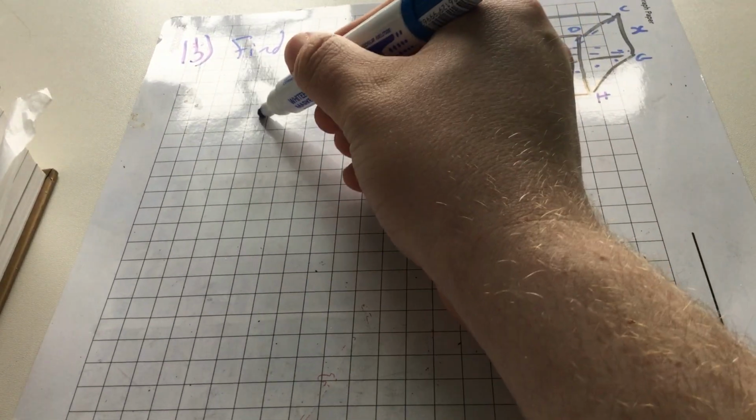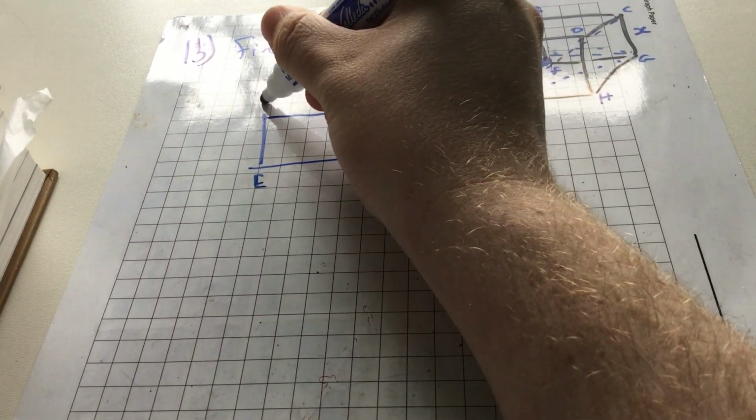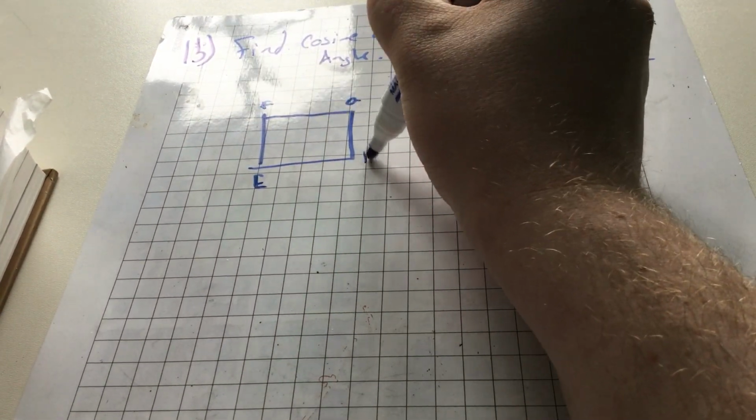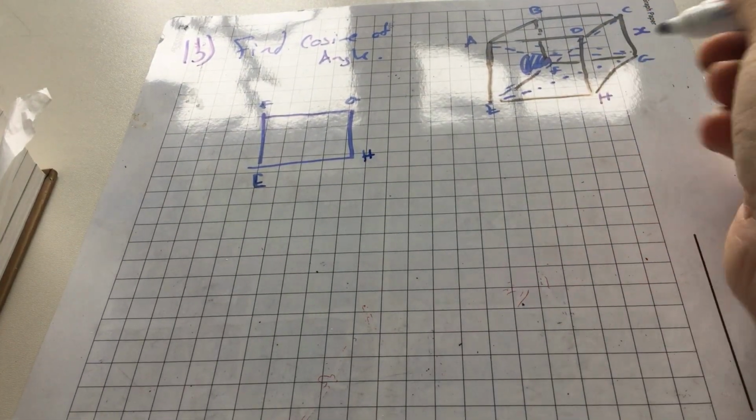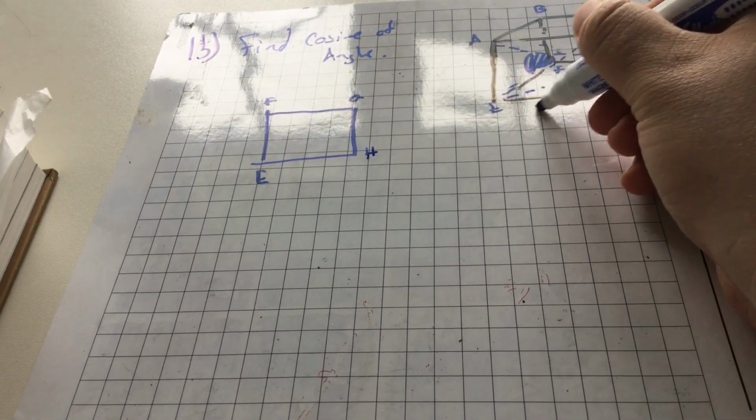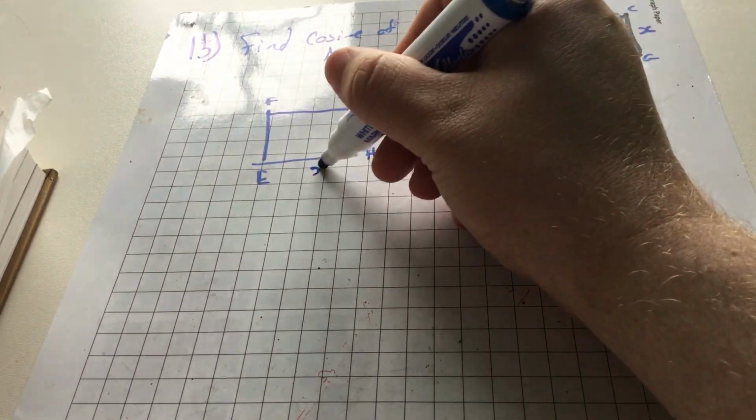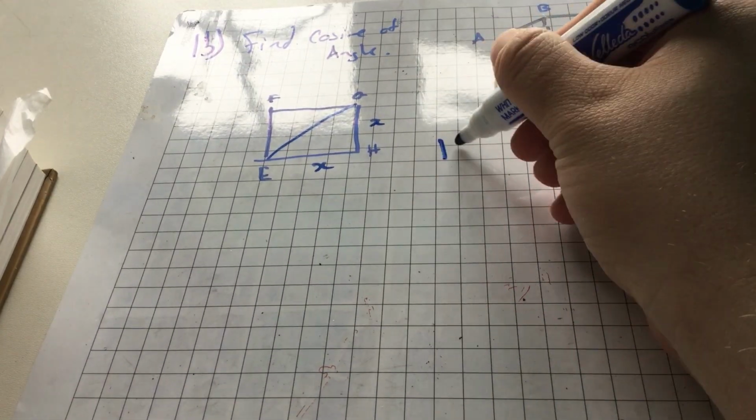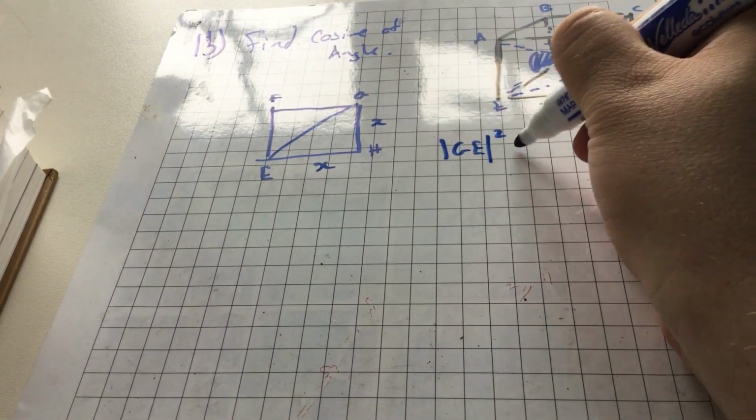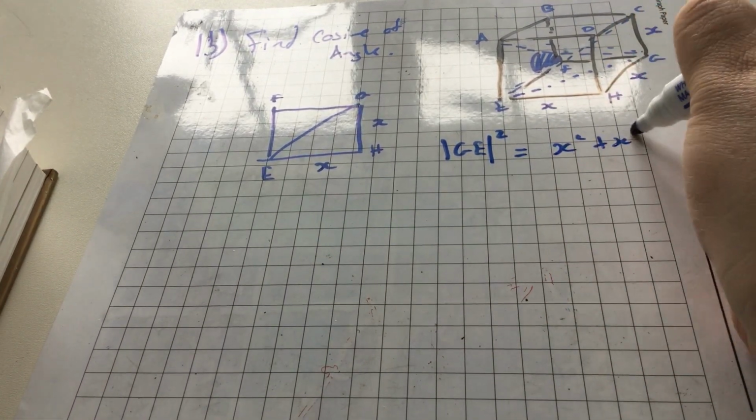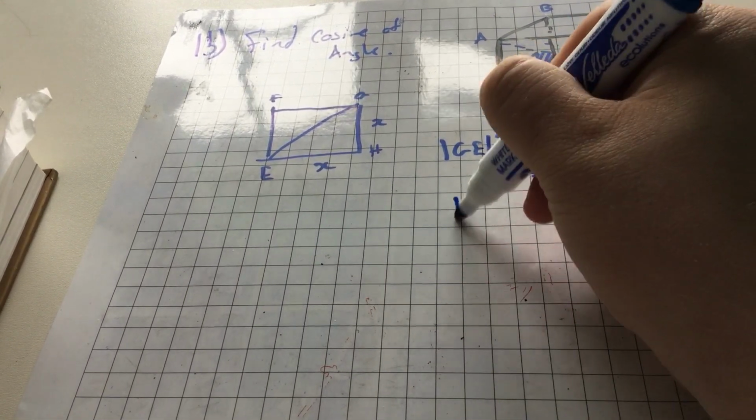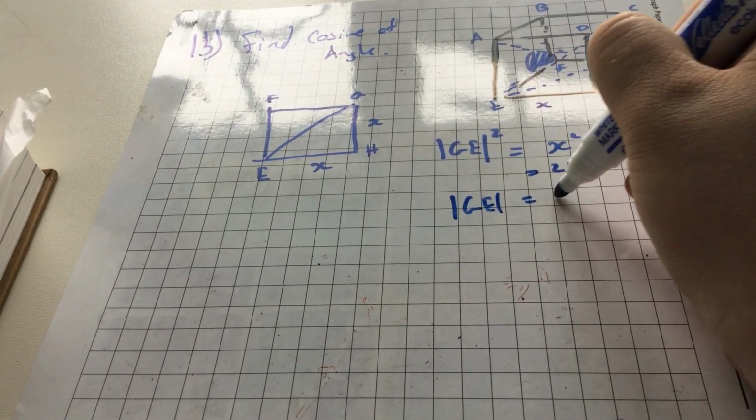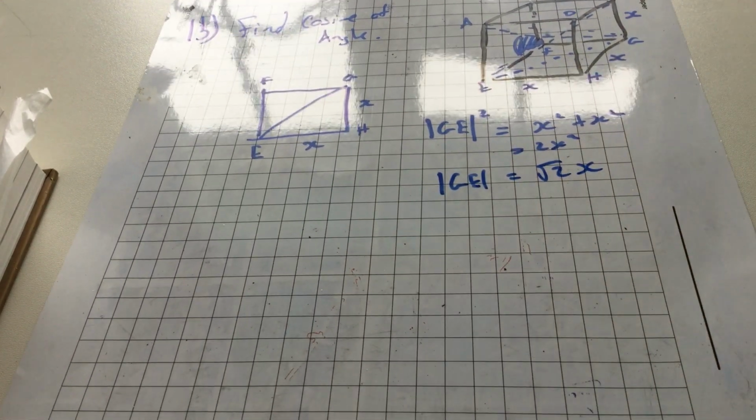And then I have this right angle triangle. So if I draw out the base E, F, G, H, I know that GH is X and I know that EH is X because all the lengths are the same in a cube. So that's X and X. So to find GE squared is X squared plus X squared, 2X squared. So the length G to E is root 2 X.